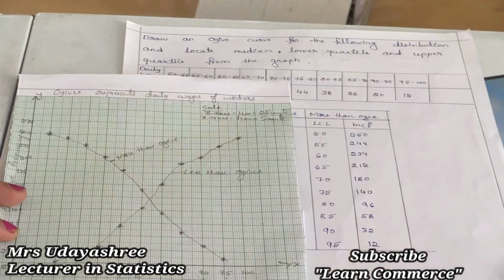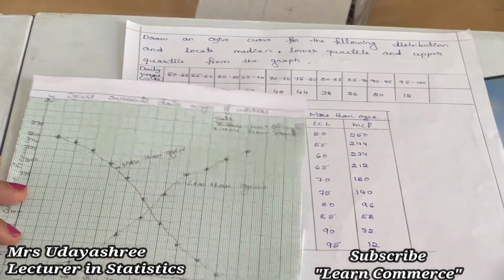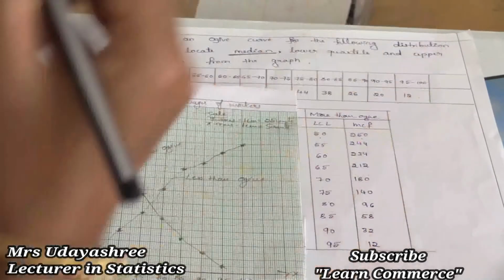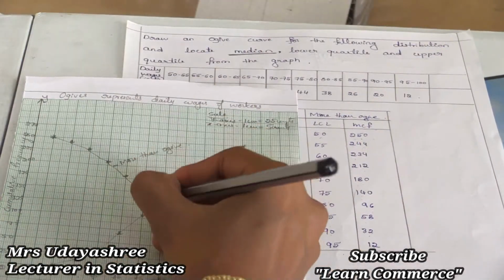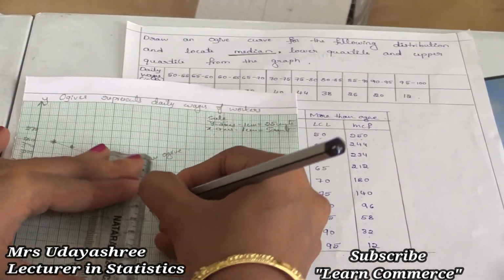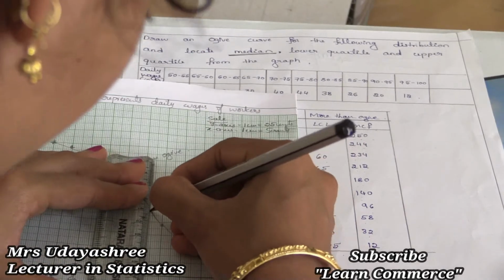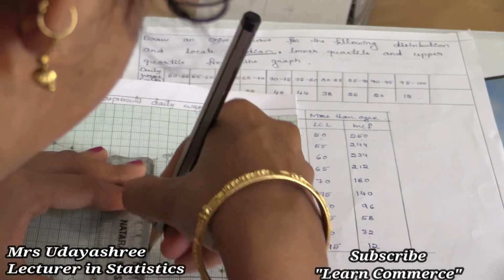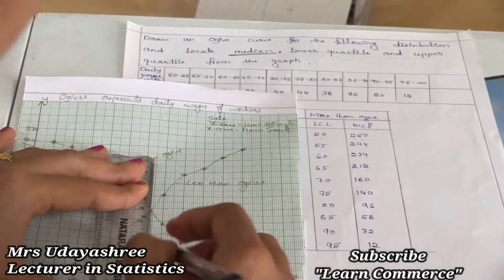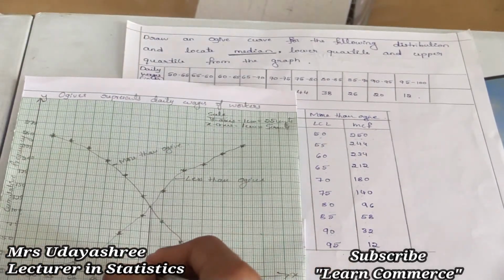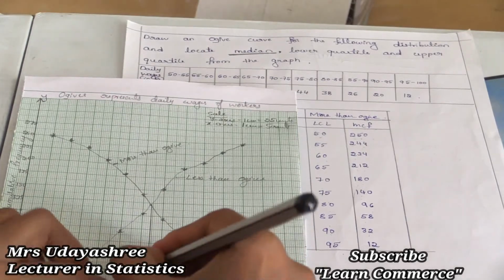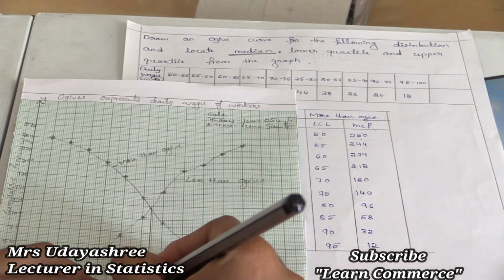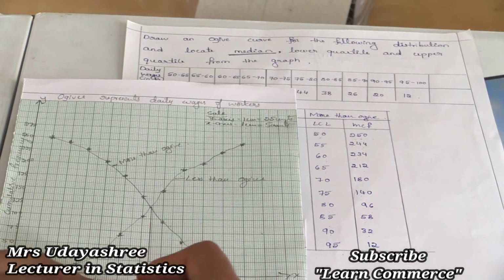So next, okay, see the question. In the question we need to locate median. So how to find median? From this intersection I will draw one line perpendicular to x-axis like this. So this point on x-axis will give median. So median is denoted by m. So here median value is, see here it is 75.